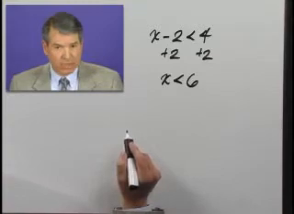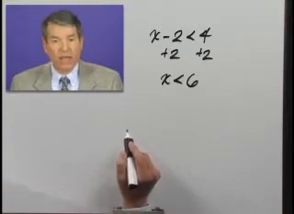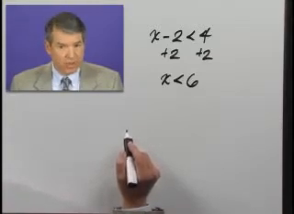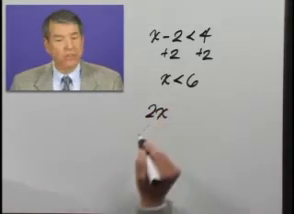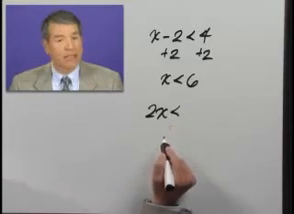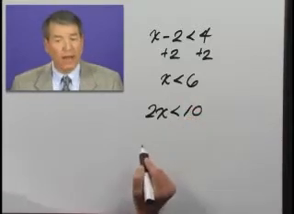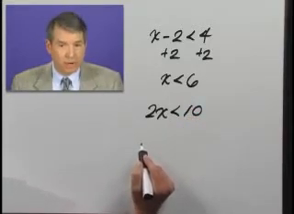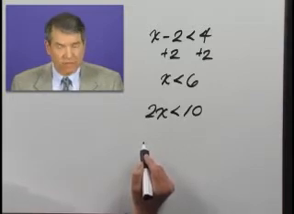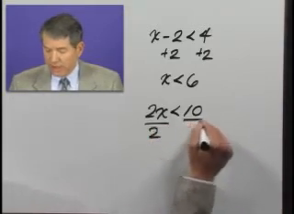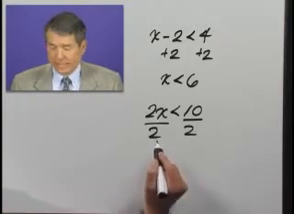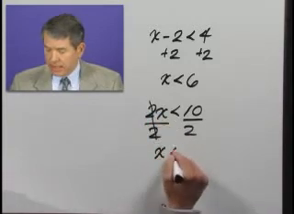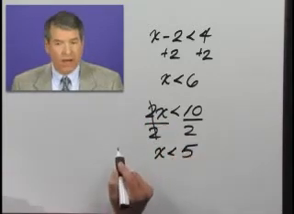If I have multiplication instead, I can use the division property of inequality. For example, if I have 2x is less than 10, if I divide both sides by the same positive number, the inequality will not be changed. It will still be valid. I will get an equivalent version that tells me x is less than 5.